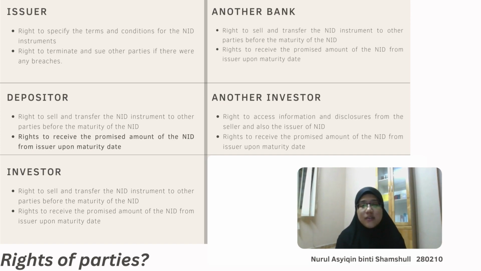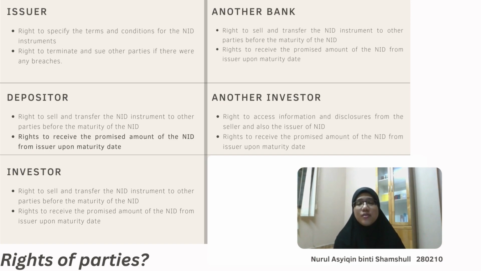Next, the investor's first right is the right to sell and transfer the NID instrument to other parties before the maturity of the NID. The investor has the right to sell the NID instrument before maturity to another party and receive the payment for the NID from the other party. This means that after buying the NID from the depositor, the investor can then resell the NID and give the other party the right to receive the principal amount plus interest of the NID upon maturity from the issuer.